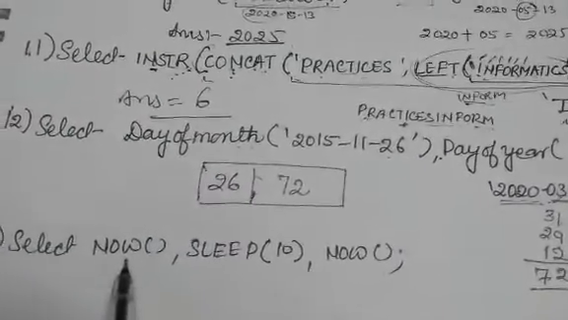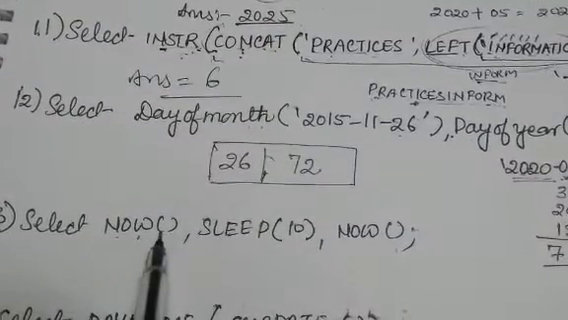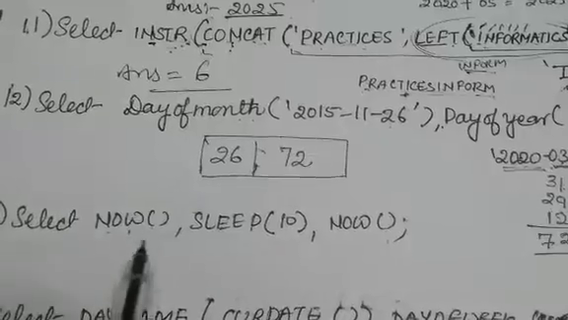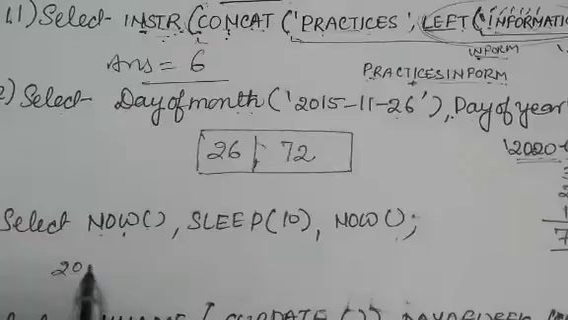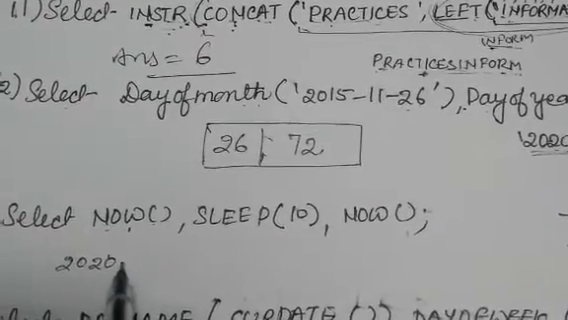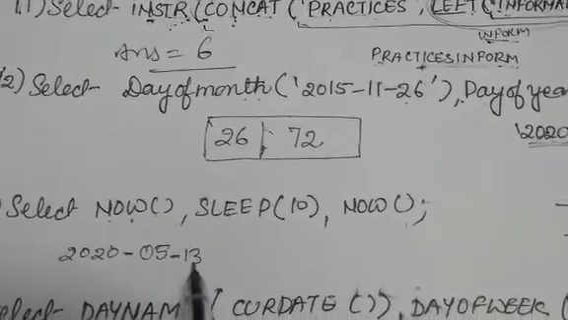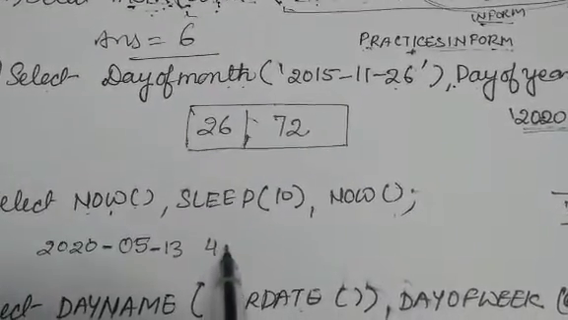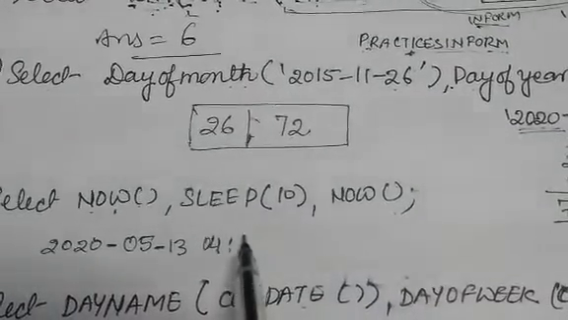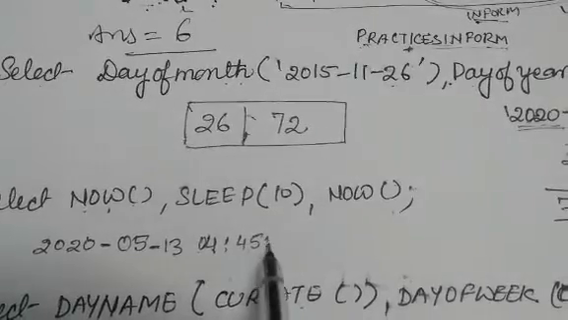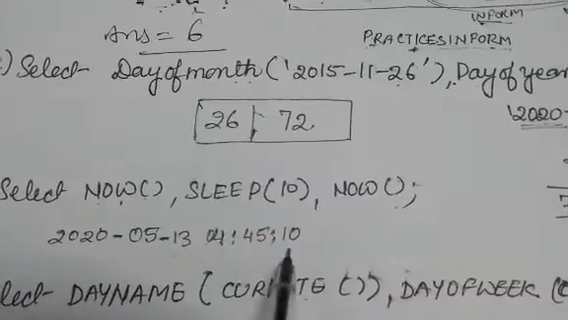Now next is the NOW function. Now simply returns the date and the time. For example, today's date is 2020-05-13 and suppose the time is 4 o'clock. So 4, HH 04. Suppose it is 45 minutes and 10 seconds. So this is the output of now.